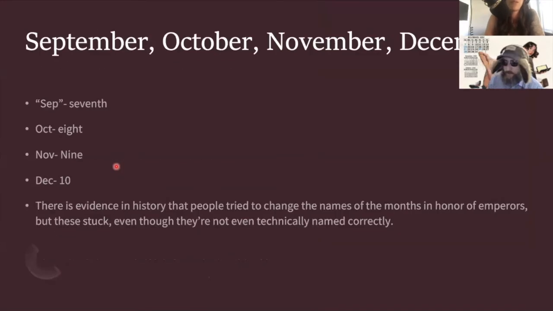So September, October, November, December was just Sep, like I went over before, Oct, Nov, Dec. These don't correspond anymore because obviously December's the 12th month and so on and so forth. So the names are at this point kind of nonsensical. But I guess there was evidence in history that people tried to change the names of the months in honor of certain emperors, but it just never went through. So they're not even named correctly. So yeah, there's our month names.